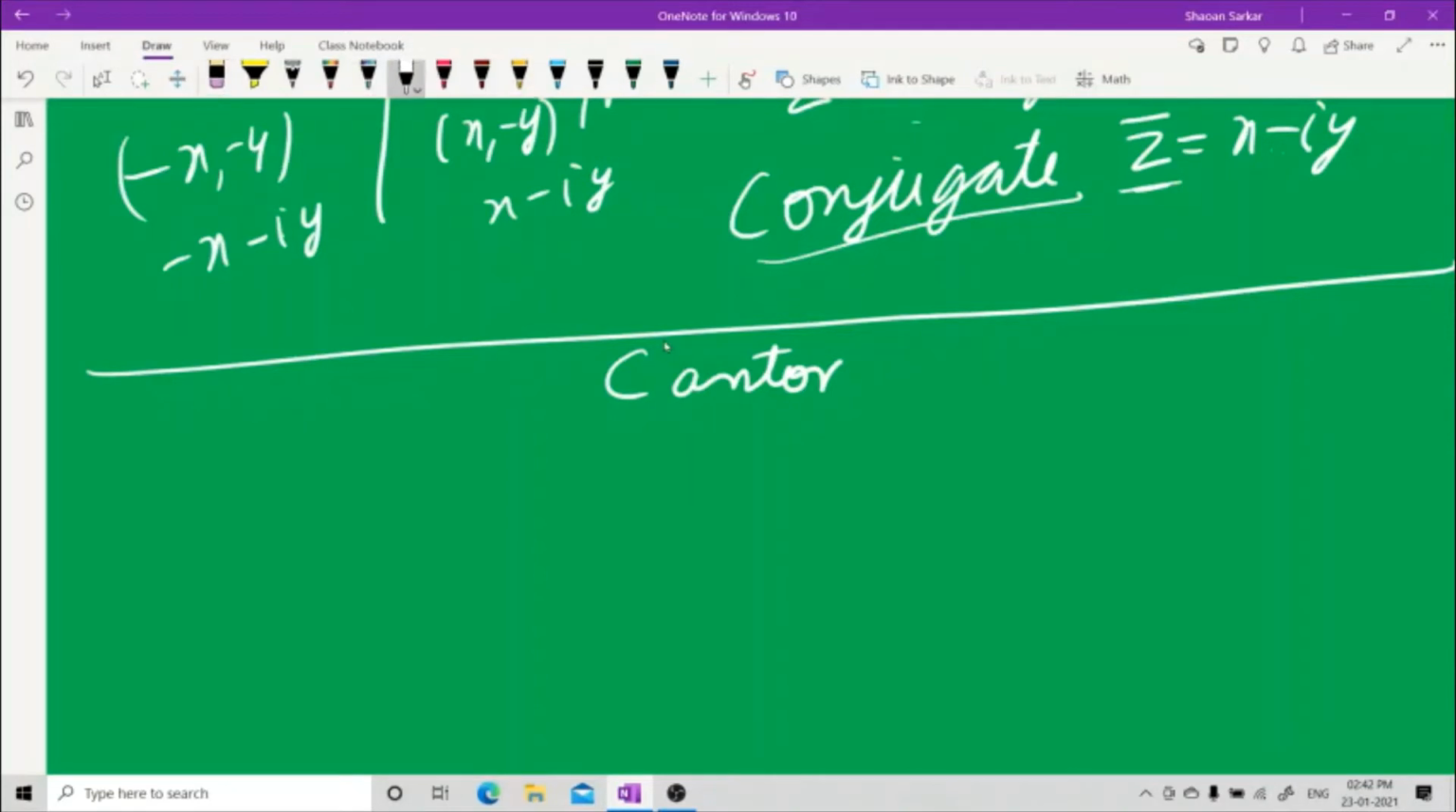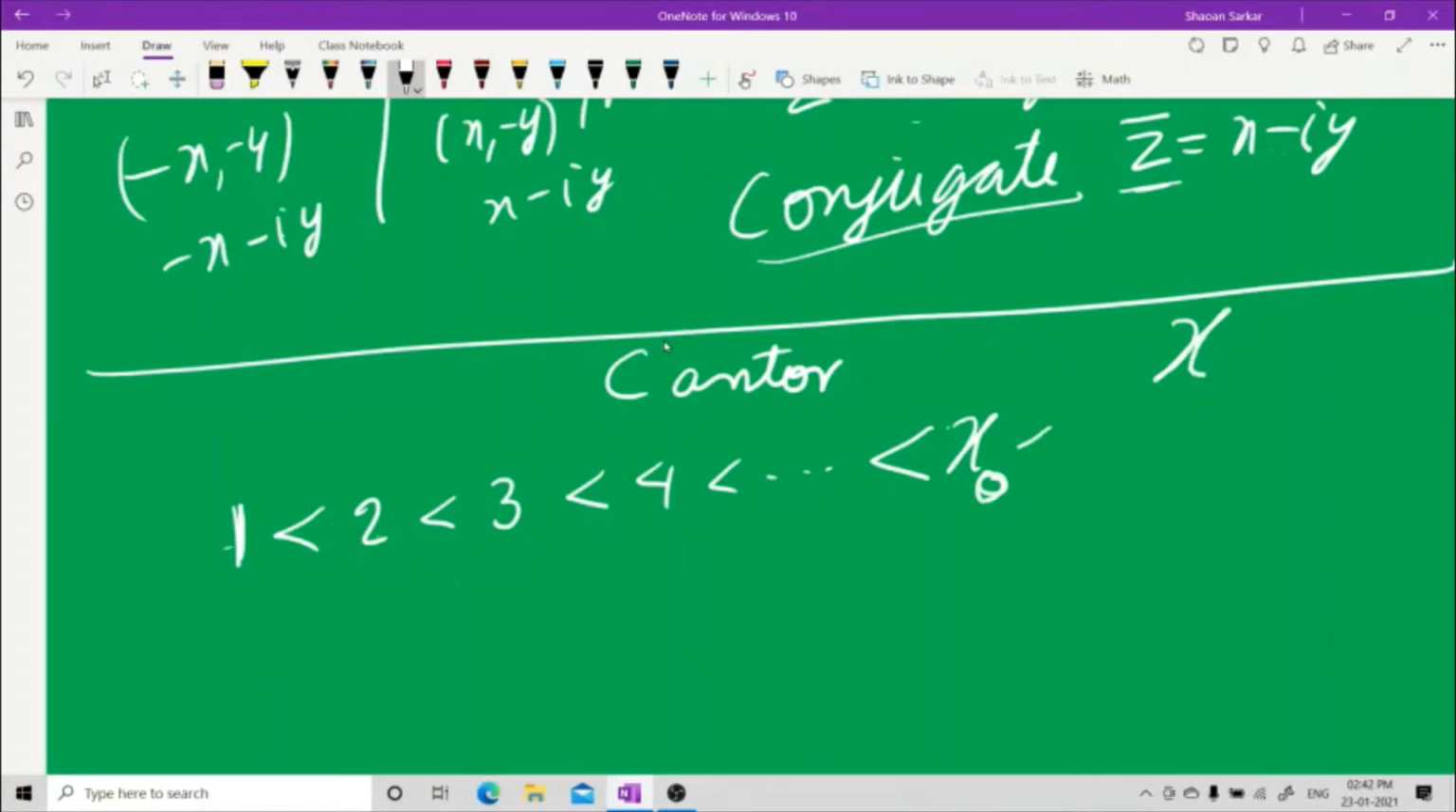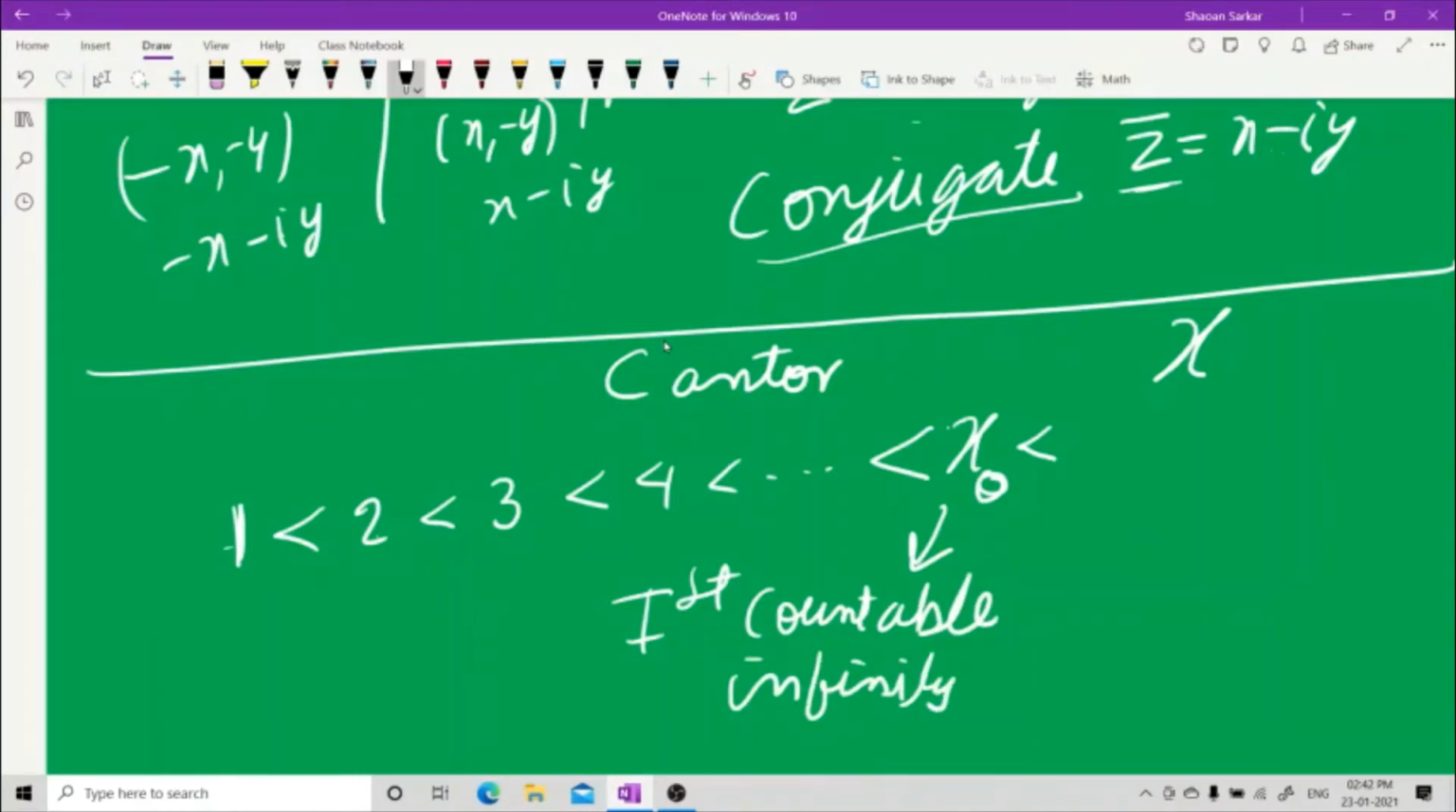The thing is this: you know 2 is greater than 1, this is greater than this, and so on and so forth. The first countable infinity is called alif naught. You write it like this, something like x, and then you put a naught. This is known as the first countable infinity.